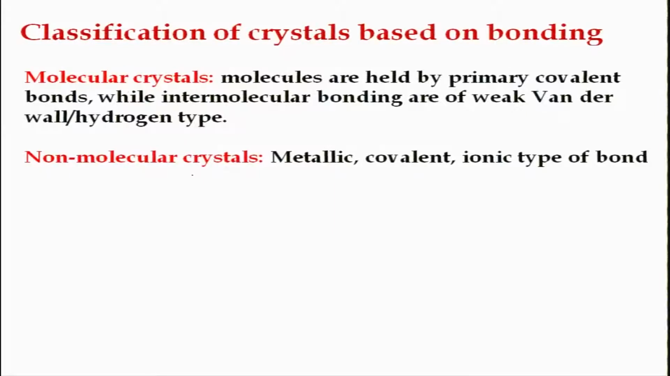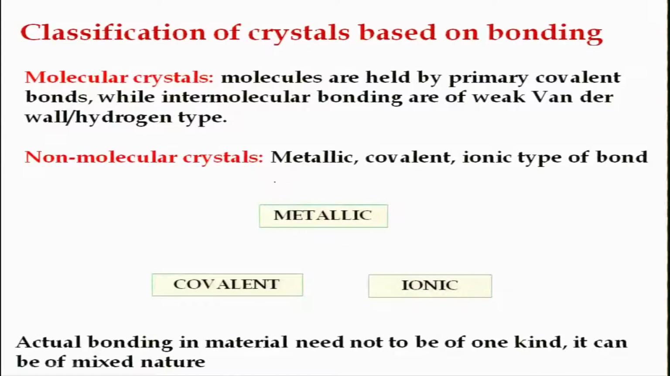Non-molecular crystals are held together in a different way. In these crystals, atoms are held together by metallic or covalent or ionic type of bond predominantly. Okay. So, these are the three classes that you can have: metallic, covalent and ionic. Actual bonding may not be completely metallic or completely covalent or completely ionic, it may be a mix of them, but it is normally dominated by one type of bonding, and there are no secondary bonds present there.